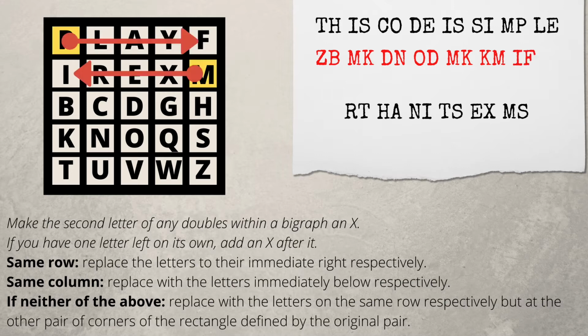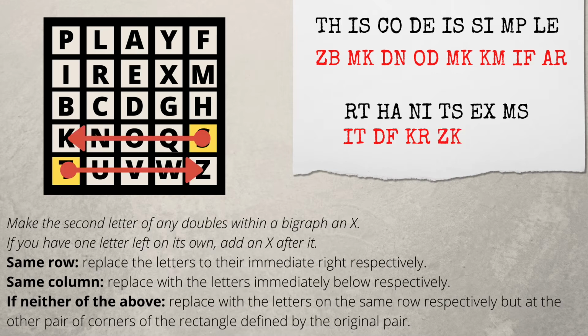MP will become IF. LE becomes AR. RT is IU. HA is DF. NI is KR. And TS is ZK. Now we come to our double E, which is now represented as EX. These are in the same row, and so we will shift 1 space to the right. EX will now be XM. Our final pair, MS, are in the same column, and so they each move down 1 space to become HZ.